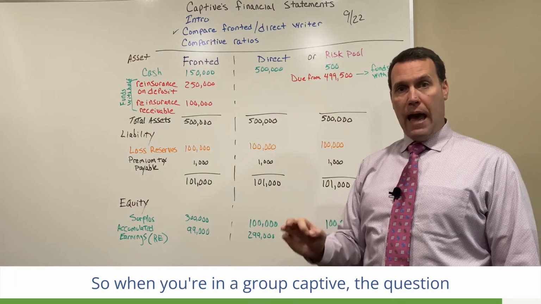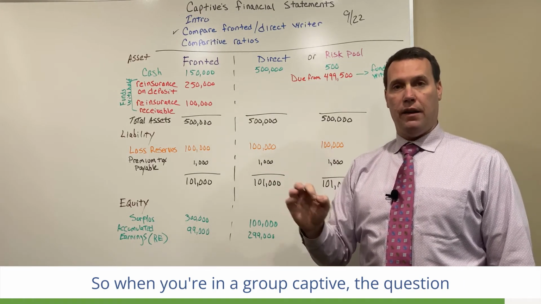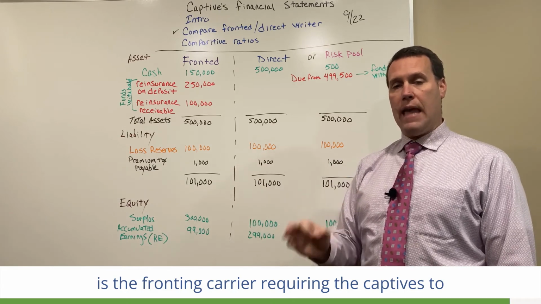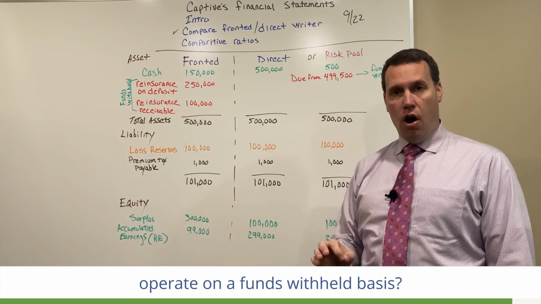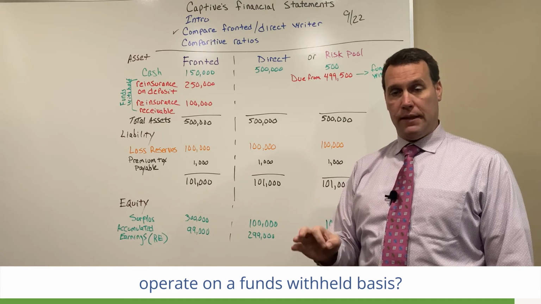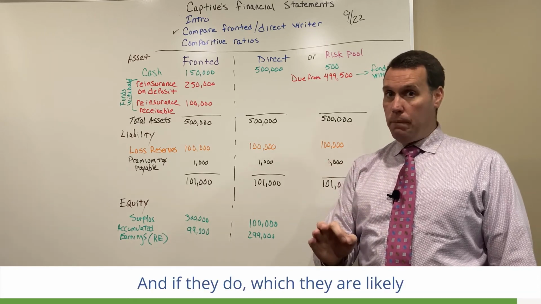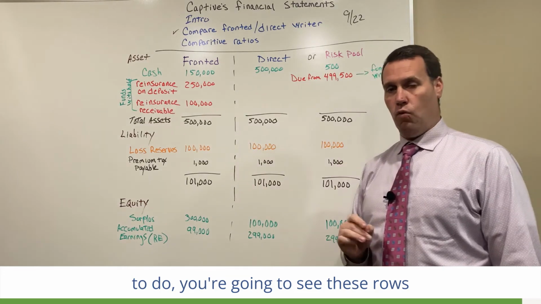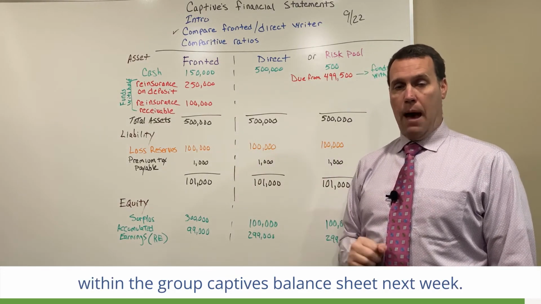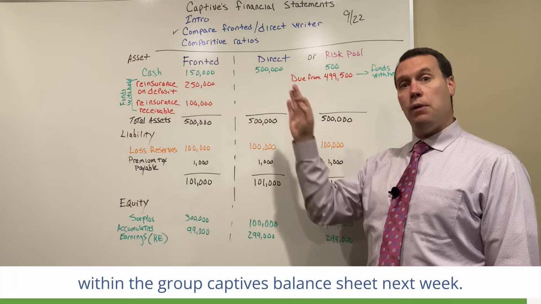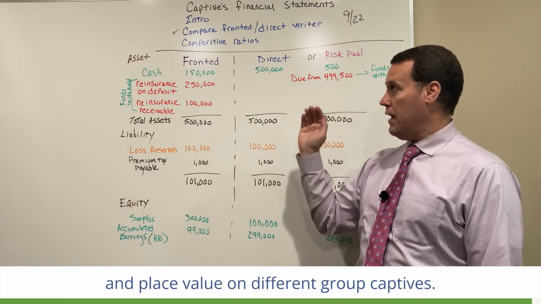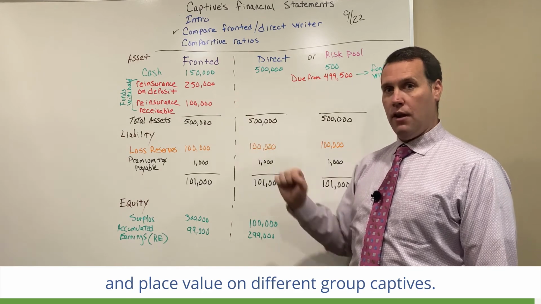So when you're in a group captive, the question is: is the fronting carrier requiring the captive to operate on a funds withheld basis? And if they do, which they are likely to do, you're going to see these rows within the group captive's balance sheet. Next week, we're going to talk about how to compare and place value on different group captives.